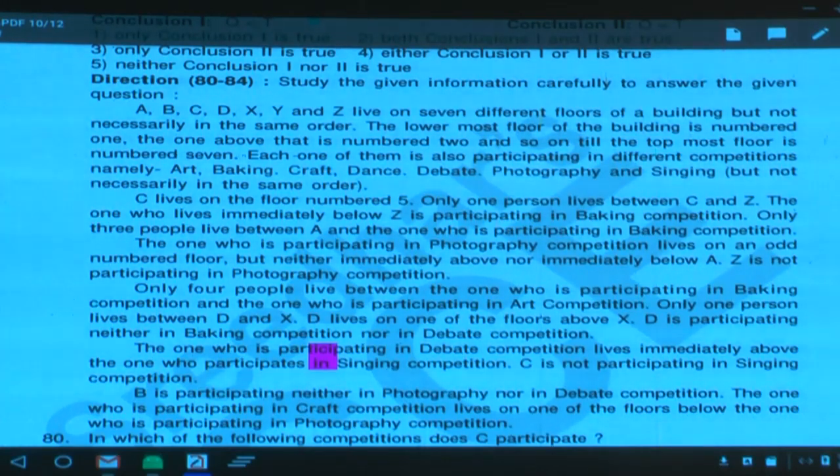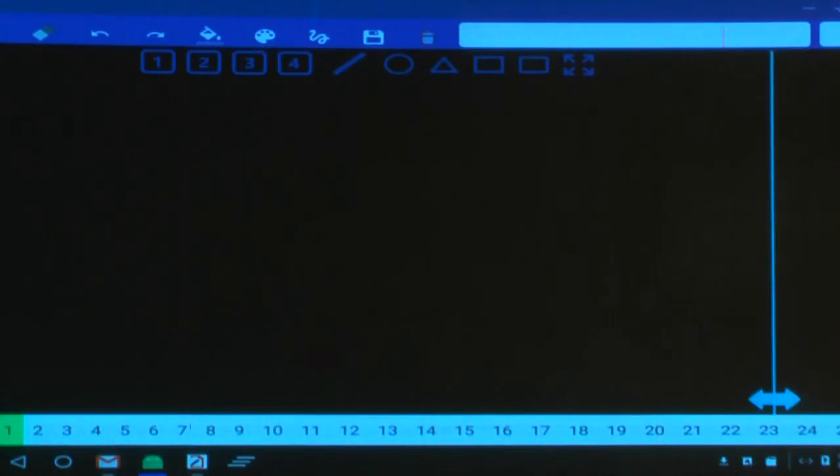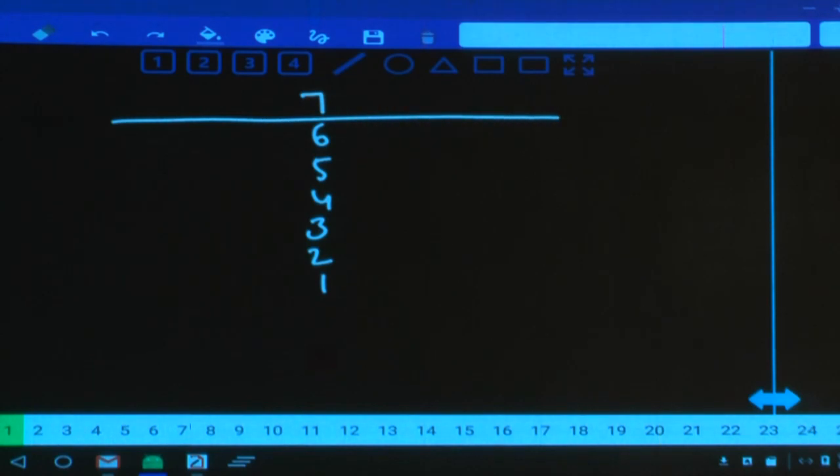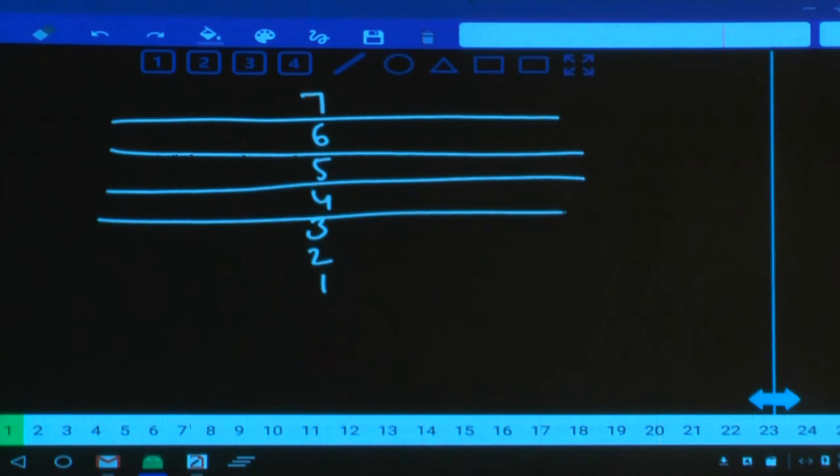Isn't it? Now, 7 persons living on 7 different floors, and they are participating in a different competition, is also clearly given. Now we need to identify who is staying on which floor and which competition that person is participating in. Whenever a floor arrangement is given, first we need to fix the floors at the center, isn't it? Now 7, 6, 5, 4, 3, 2 and 1, there are 7 floors in total, and 7 persons are living in these 7 floors, and they are participating in different competitions.